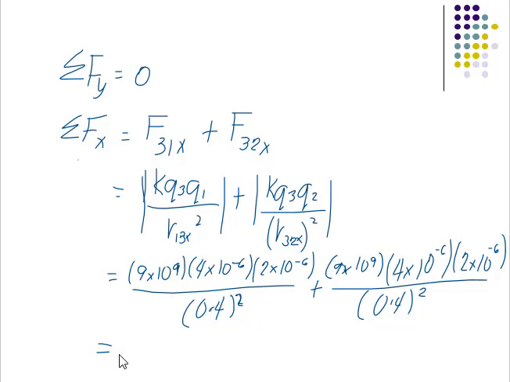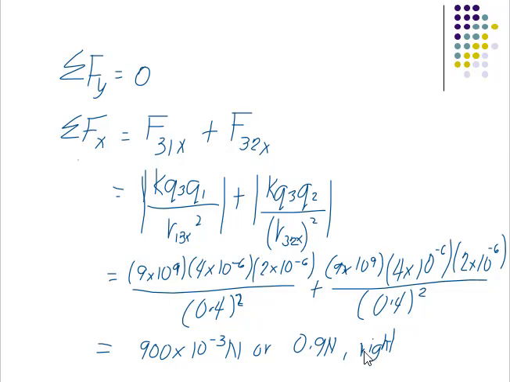So our answer is, we have here 900 times 10 to negative 3. So that's 900 times 10 to negative 3, or 0.9. So 900 times 10 to negative 3 newtons. Or we can also express it as 0.9 newtons. And then the direction of that is towards right.